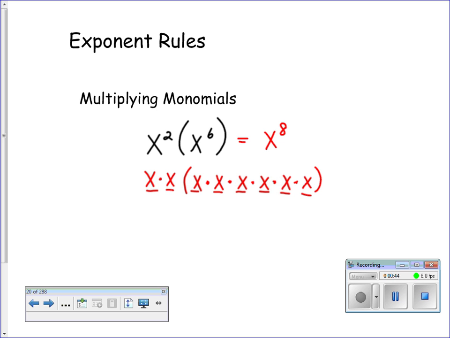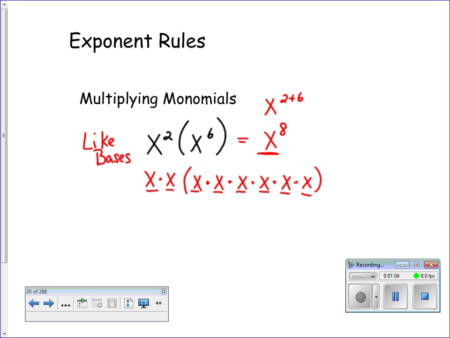Our shortcut, our simple rule: when you are multiplying like bases, keep the base, add your exponents. Keep the base of x, and you would add your exponents. 2 plus 6 would give me x to the 8th power.